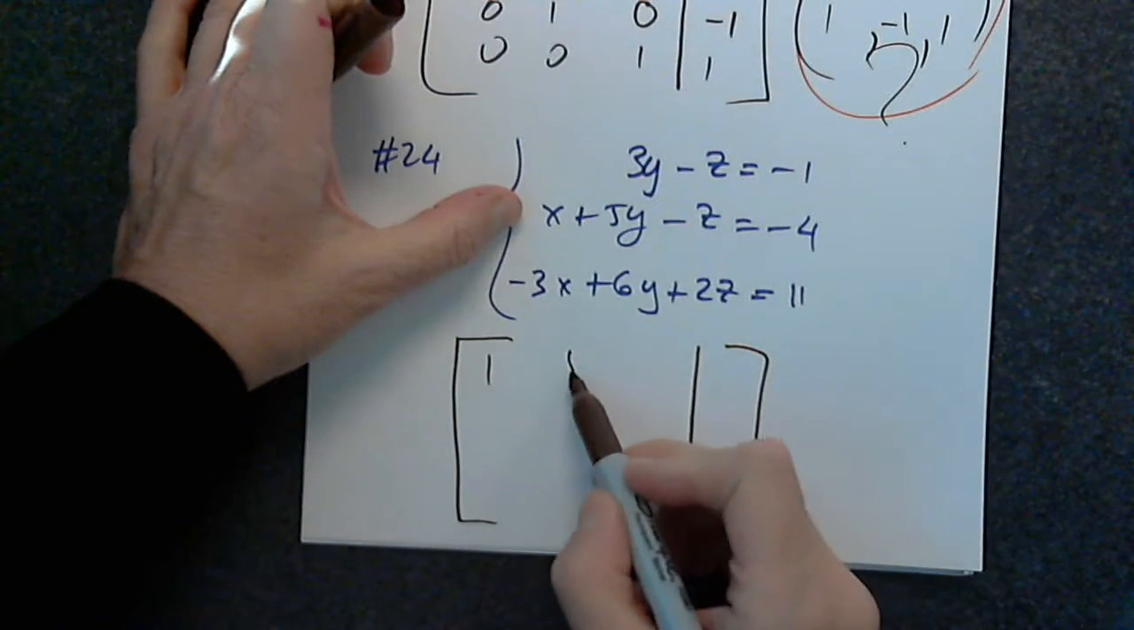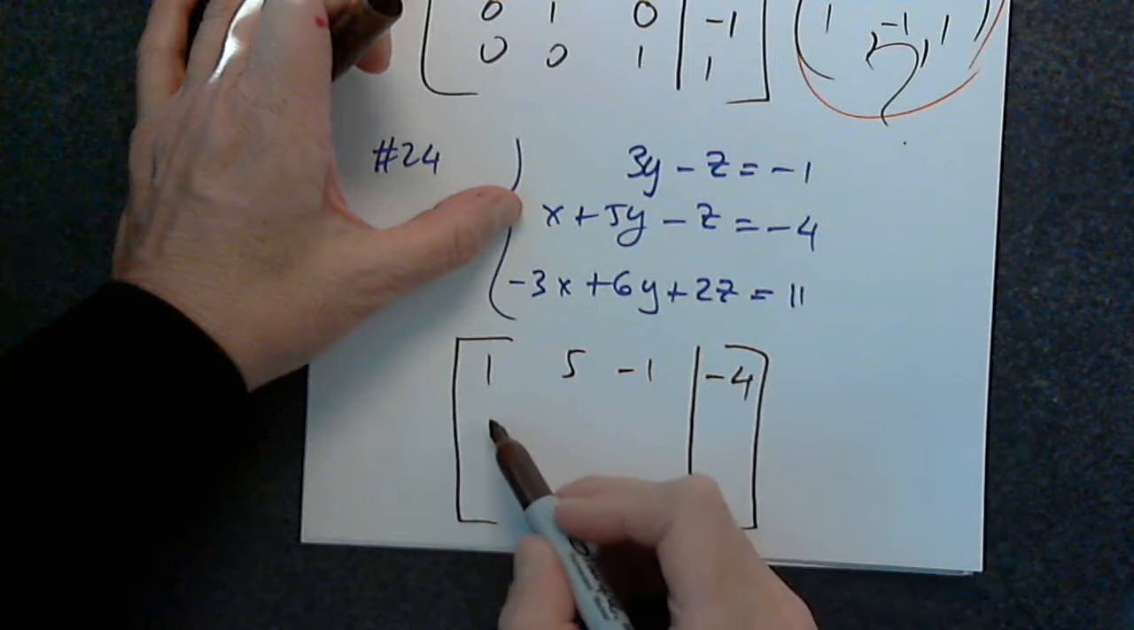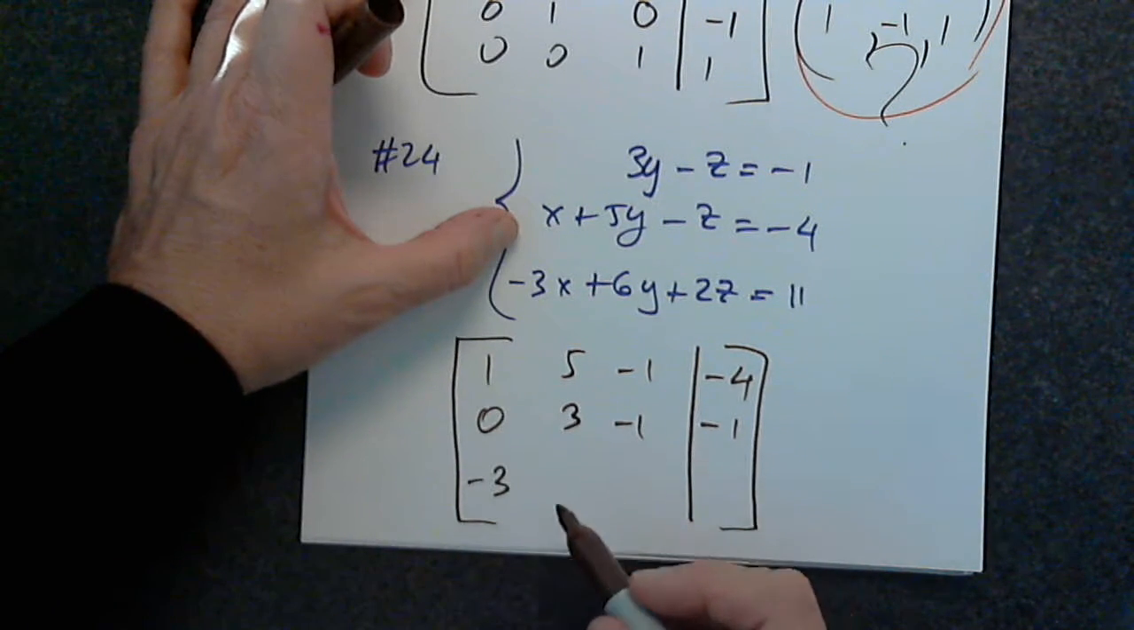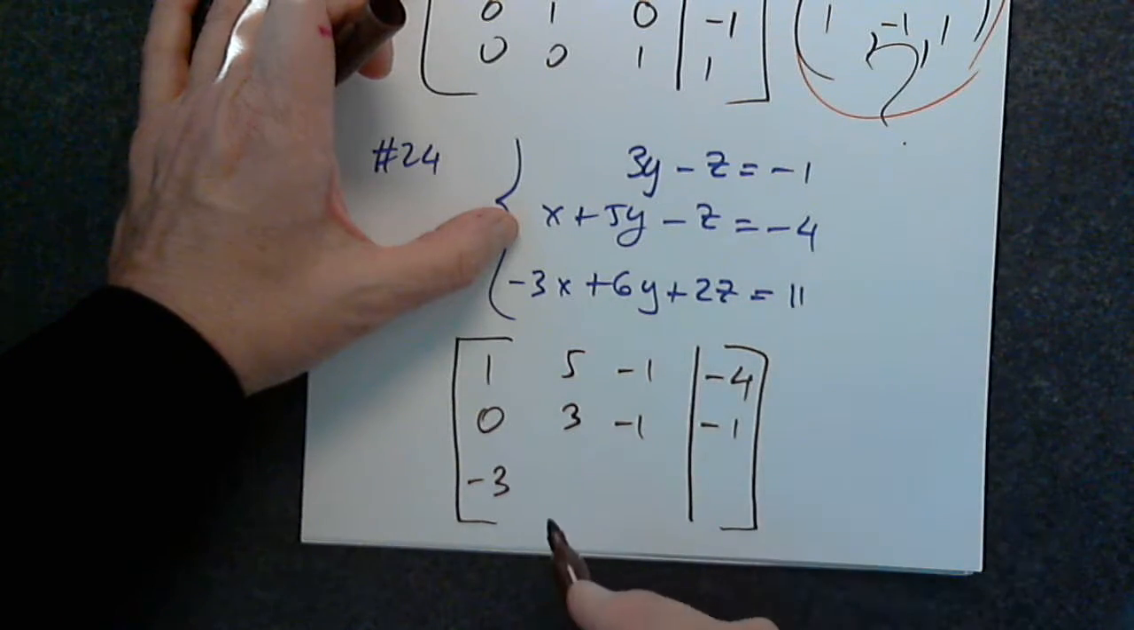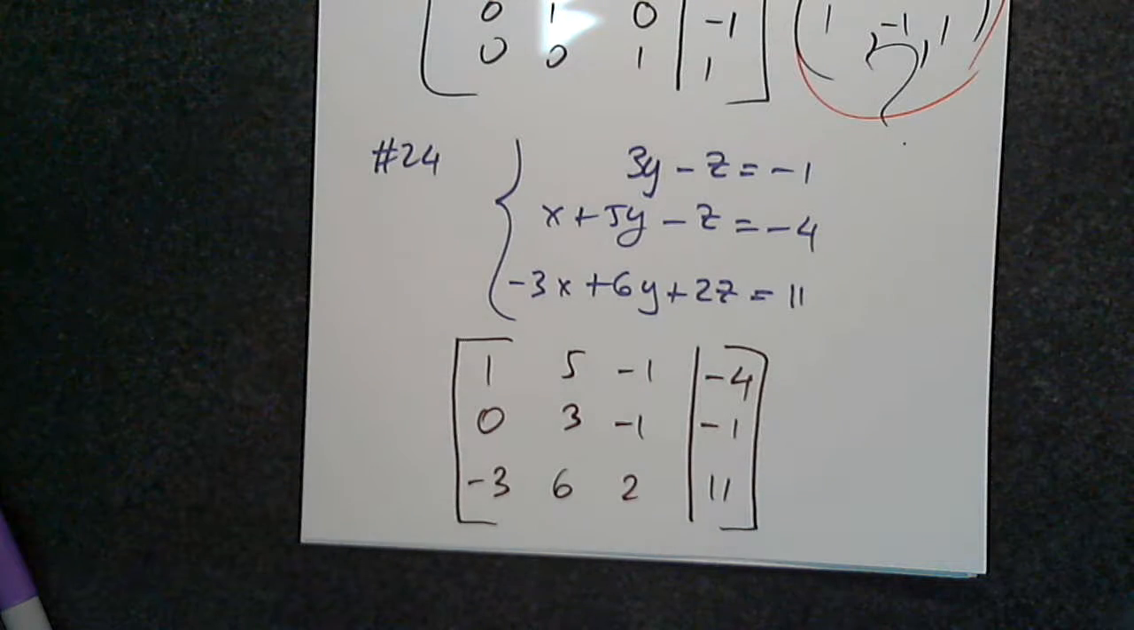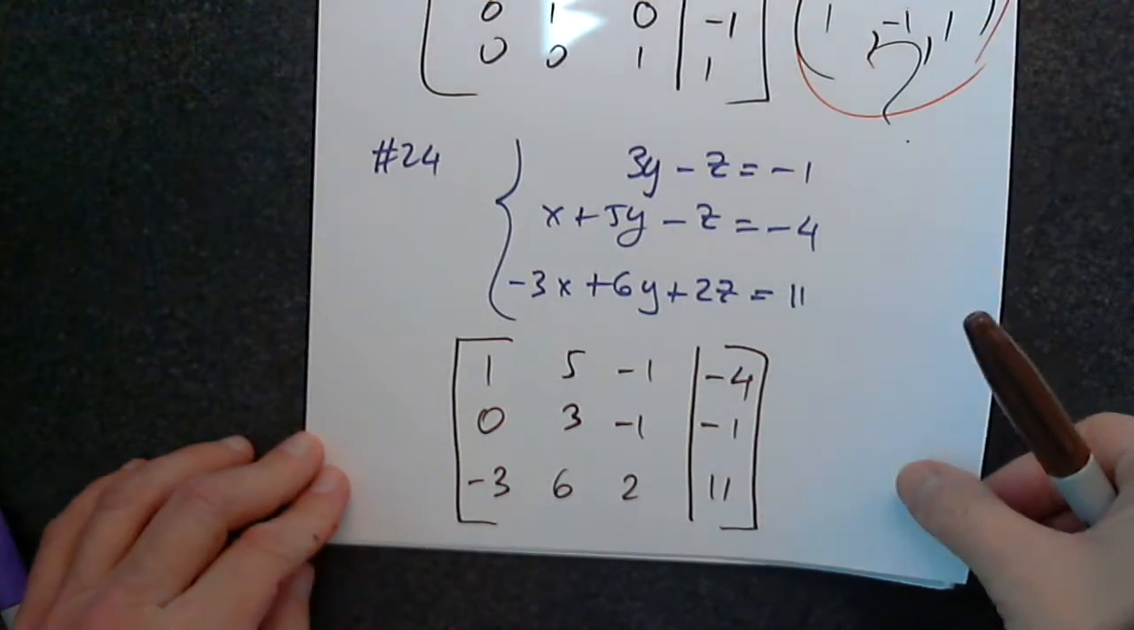So this is 1, 5, negative 1, negative 4, 0, 3, negative 1, negative 1, negative 3, I'm sorry. It was negative 1, yes. Negative 3, 6, 2, and 11. Absolutely. Why waste the time? And you will not swap it with the third row because the third row has negative 3, right? You will only swap it 1 with 2. Very good. Awesome. Great point. It saves time. Great. Next step.